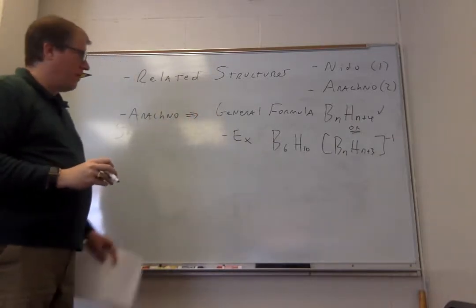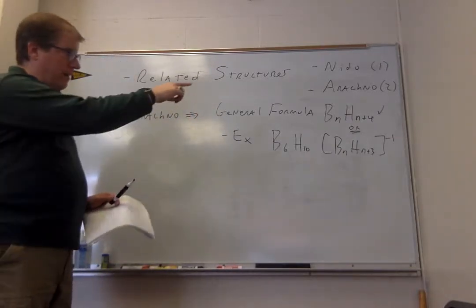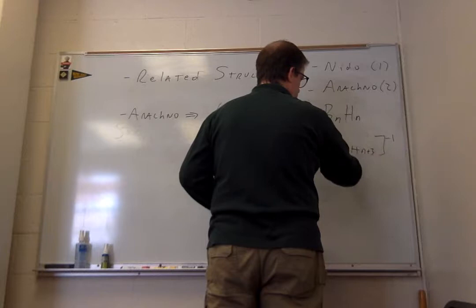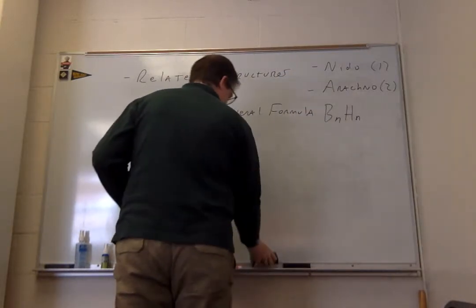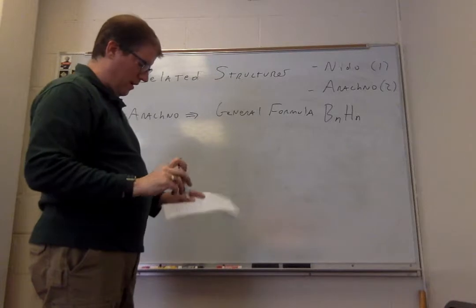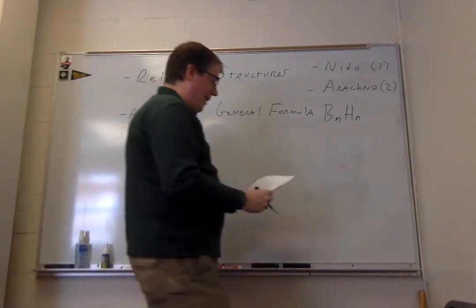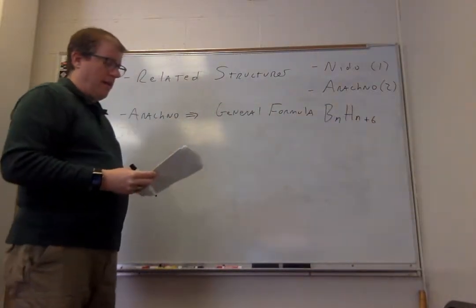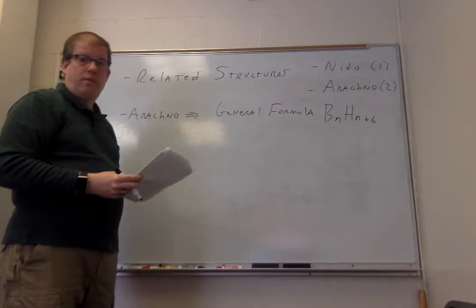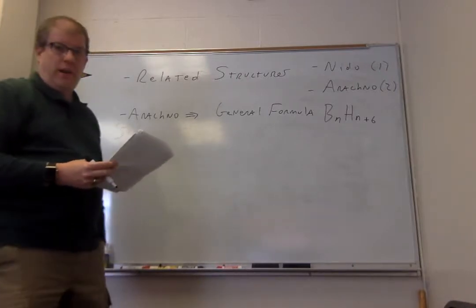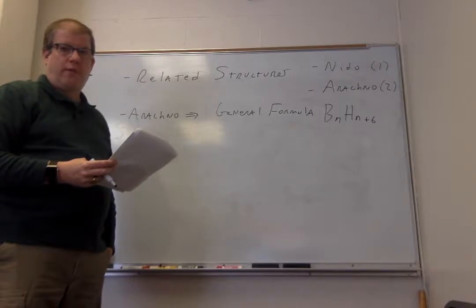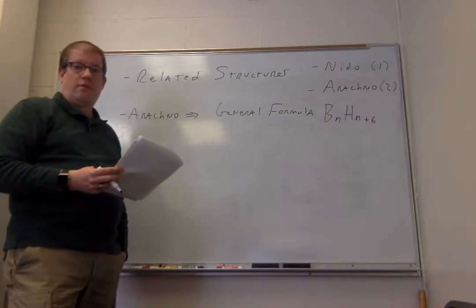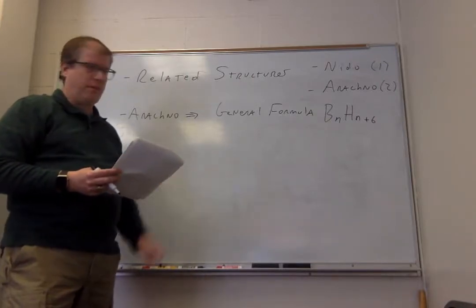Arachno. The general formula for this is not BnHn plus 4, but rather BnHn plus 6. And so it has 6, if you will, extra hydrogens. This is derived from a nido structure by taking away one vertex, one BH vertex, and then adding to it 2 more hydrogens. And you'll see how that works in a second.